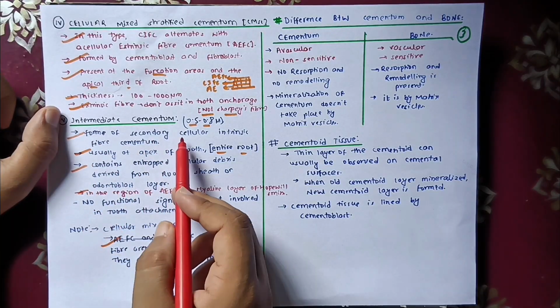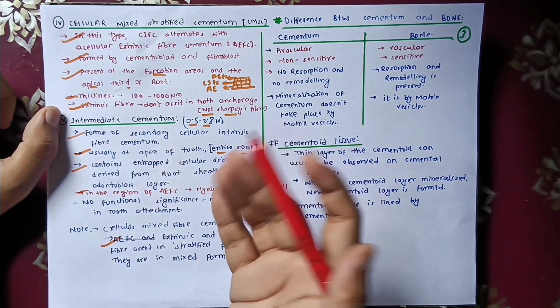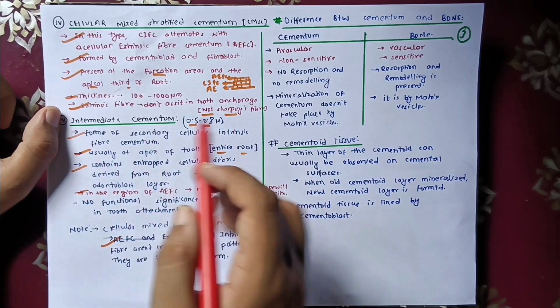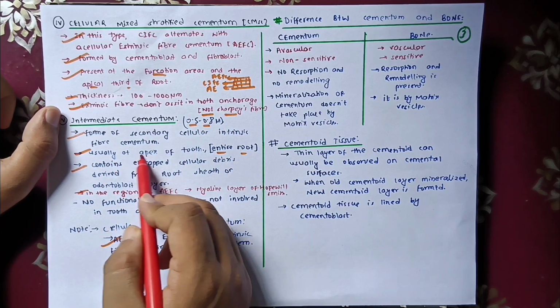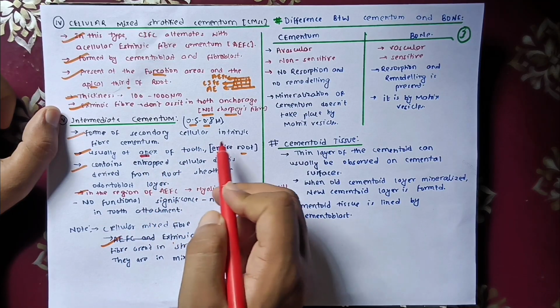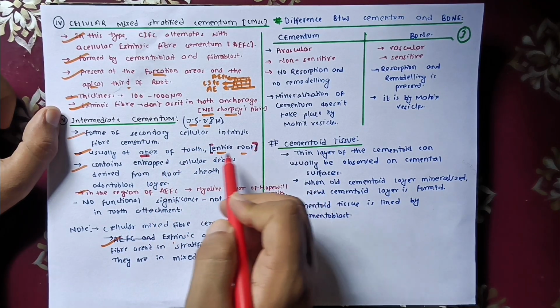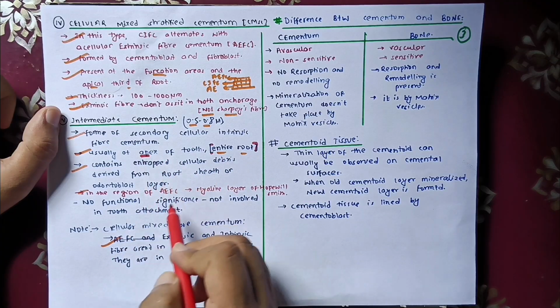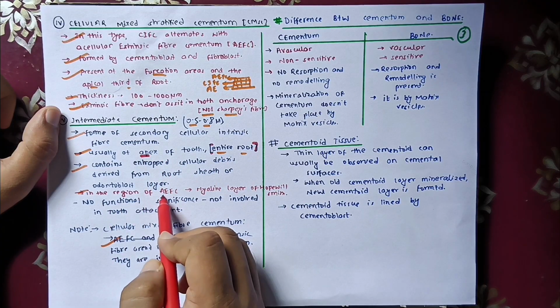So it forms a secondary form of the secondary cellular intrinsic fiber cementum. It is present at the apex of the tooth, and I have mentioned the entire root because it is also present at the apex and also in this AEFC region.